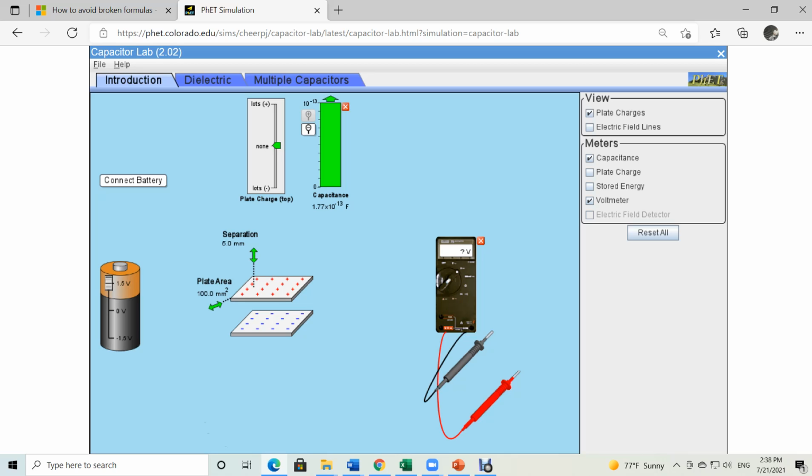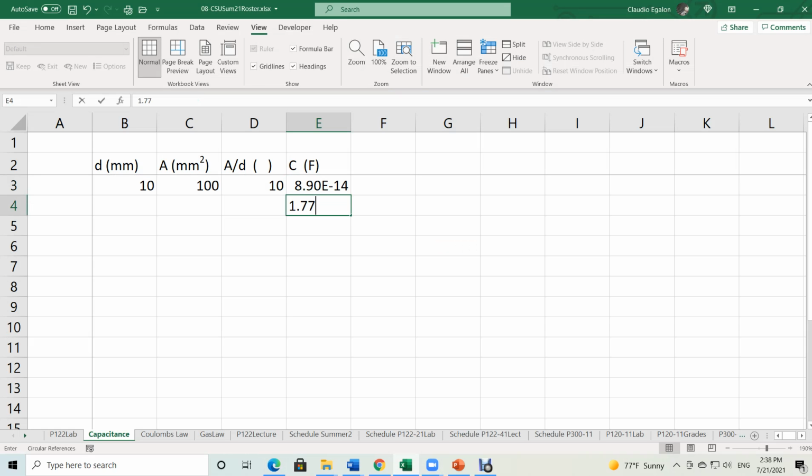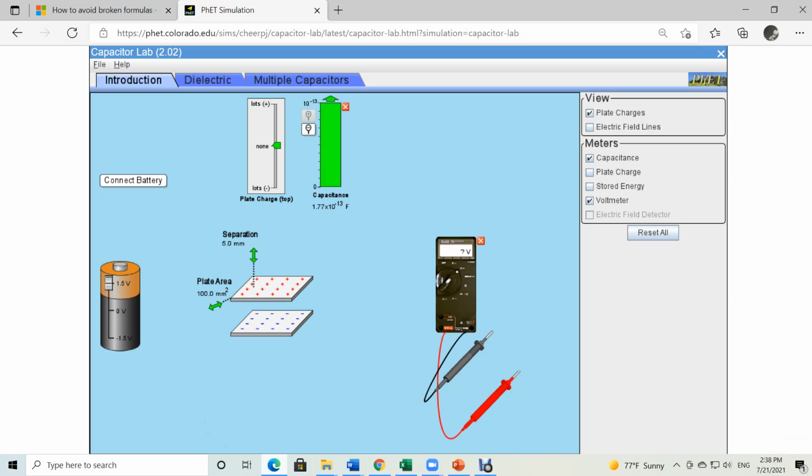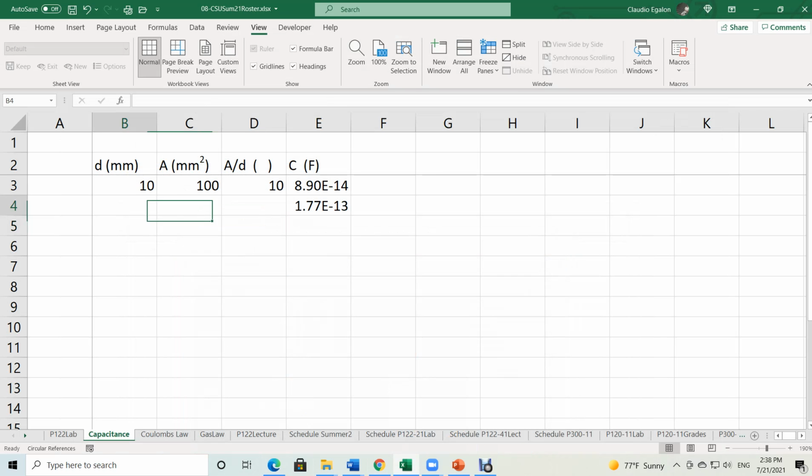Okay, so let's take the capacitance at 5 millimeters separation. We get 1.77 times 10 to minus 13 Farad, right? And that's 5 millimeters, 100 square millimeters. A divided by D is going to be 20 now. Don't forget to put the unit there.